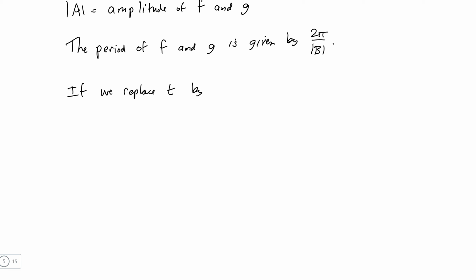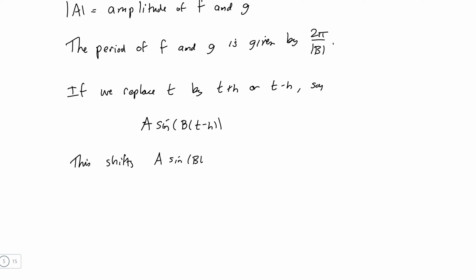A couple of other things we can do is if we replace t by either t plus h or t minus h. Say we look at a sine of b times t minus h. This just shifts the graph of a sine of bt horizontally by a distance of the absolute value of h. So in terms of our particular functions, it doesn't matter whether the h is positive or negative here.